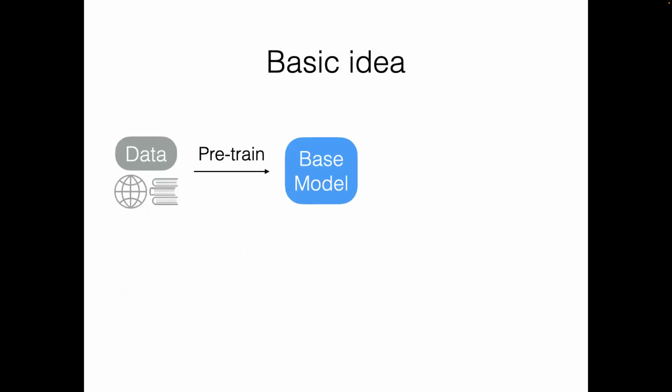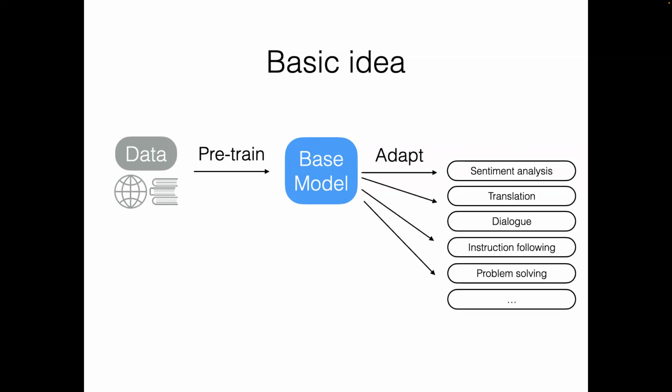So here's the basic idea. The basic idea is you take a lot of data, and then you do this pre-training stage, and you get a model, and we could call it a base model. Then you use some technique to adapt the model to a task. So for example, you could adapt this base model to sentiment analysis, and you can adapt the same model to multiple different things. So like translation, dialogue, problem solving, whatever you want.